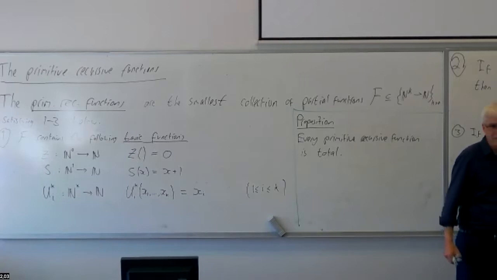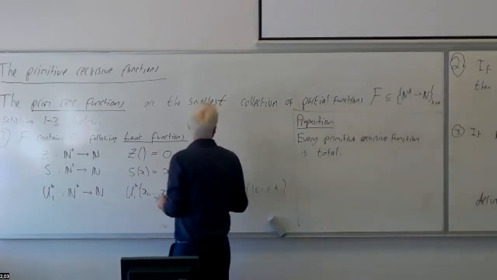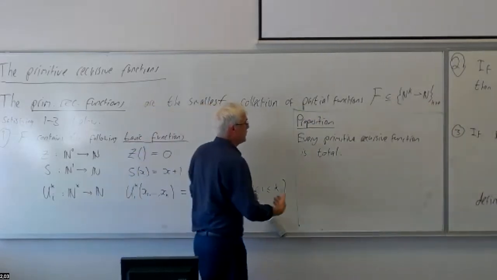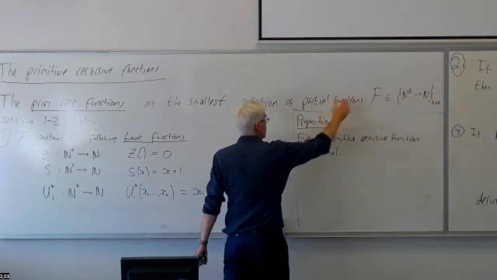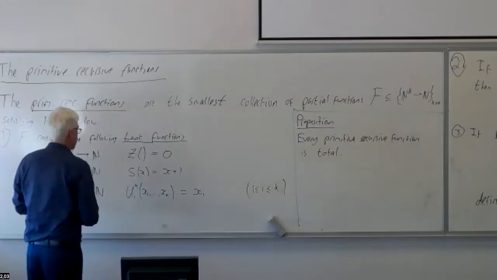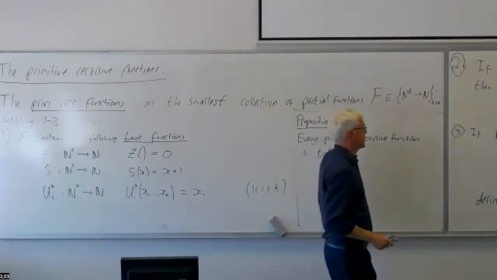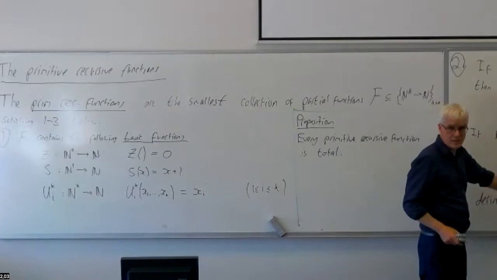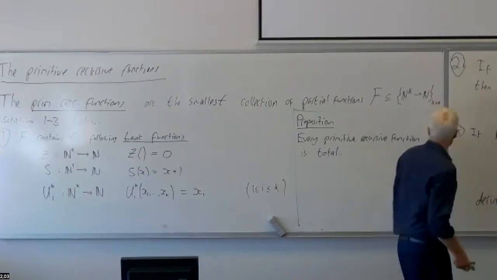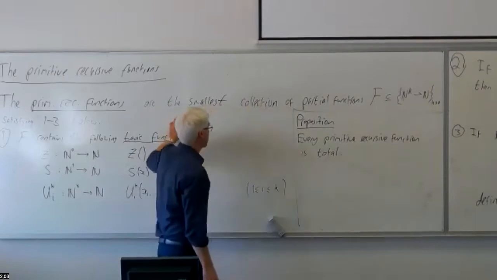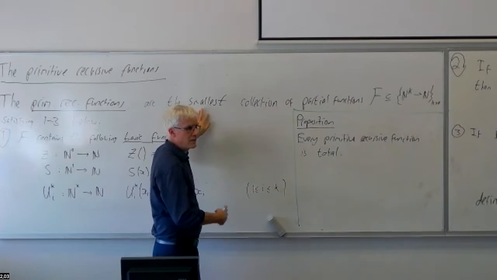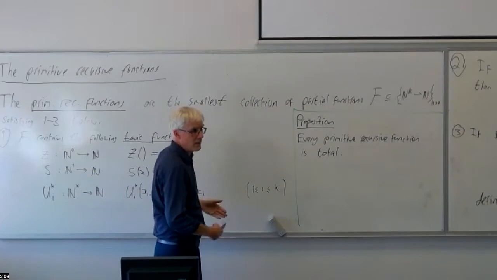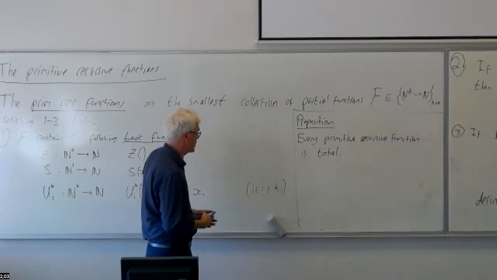So another way of saying that is, the collection of all total functions of arbitrary finitarity on the natural numbers is a collection of functions that contains the basic functions, is closed under composition, and is closed under primitive recursion. Since the primitive recursive functions are defined to be the smallest collection of such things, the primitive recursive functions are necessarily contained in the total functions. So every primitive recursive function is total.